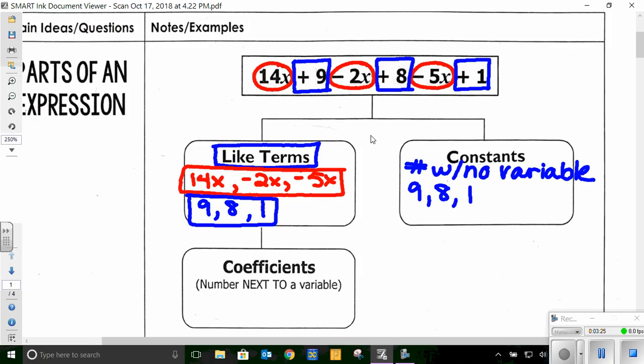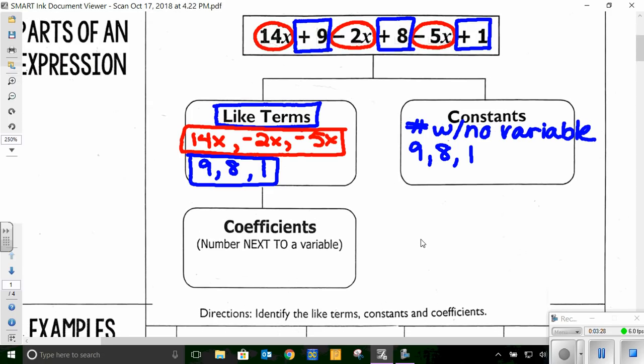The next thing we have is coefficients. Now coefficients deal with our variables again. So my terms that had variables, I had my 14x, I had my negative 2x, and I had my negative 5x. Those are my terms with variables. I have to look at the number that is in front of that variable. So what I'm looking at here in this one is 14. It's a positive 14, so this is one of my coefficients right there. Again, remember we circled our signs with our number, and this is why, because our coefficient of x on that one is a negative 2.